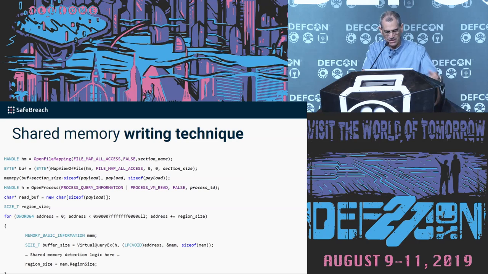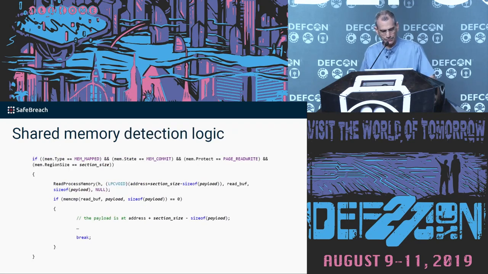And then it opens the target process and starts scanning its memory region by region, trying to find a region that matches the attributes of the shared memory section. And so we are looking for MEM_MAPPED and committed memory with PAGE_READWRITE attributes and the exact size that we expect the shared memory to have. Once we find it, we also do a ReadProcessMemory to make sure that the payload is at the end of the shared memory. And once we know that, we can start using this as memory written to the target process.